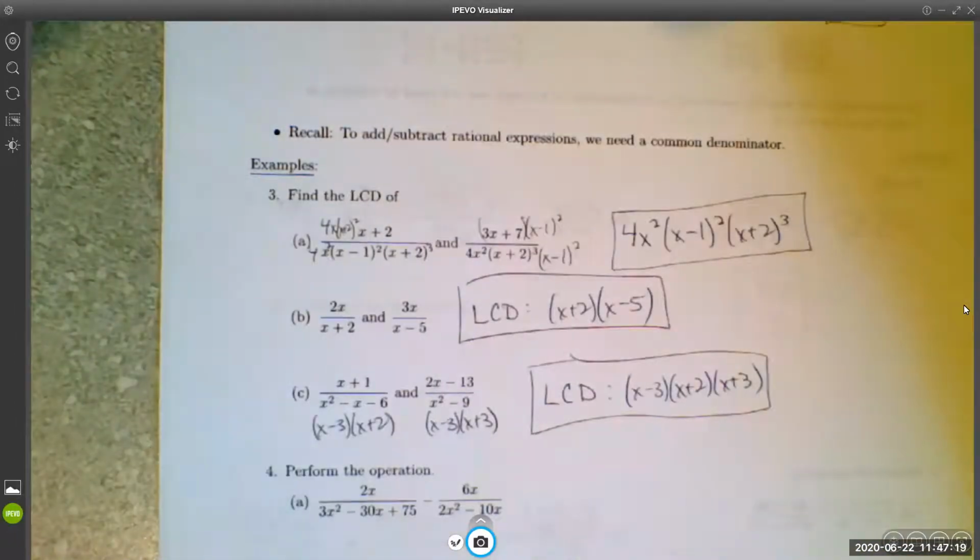So that's how I think about getting the LCD. This shouldn't be the first time that you've been exposed to this sort of thinking. If it is and you need more clarification, you can send me an email or something and I'll walk you through it with a little more detail.